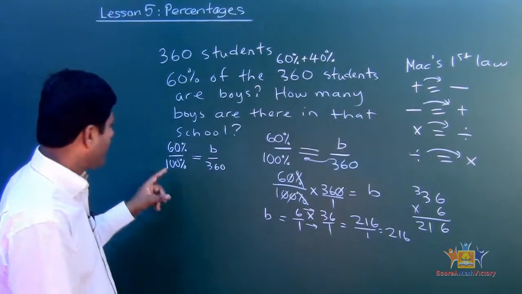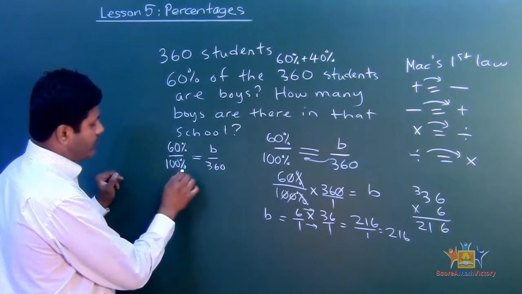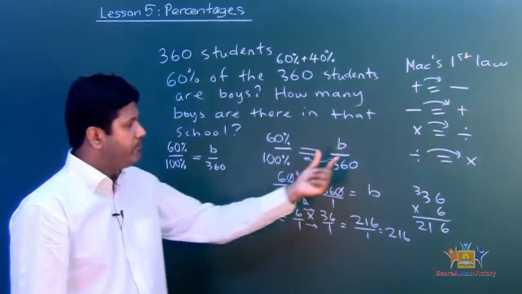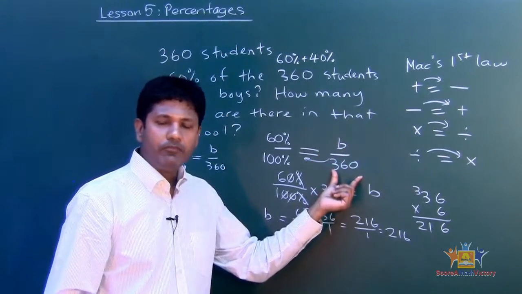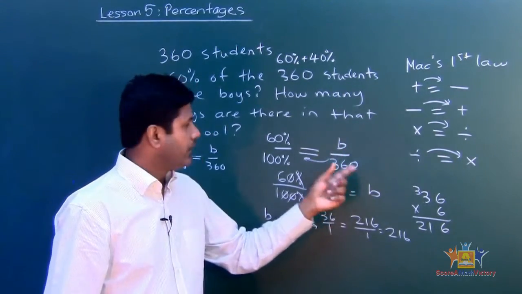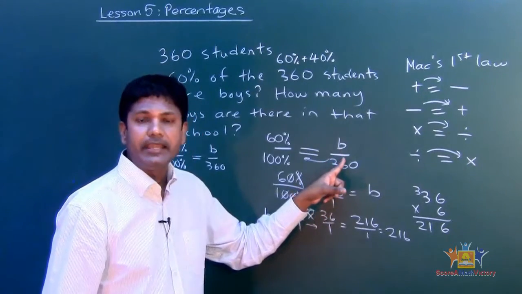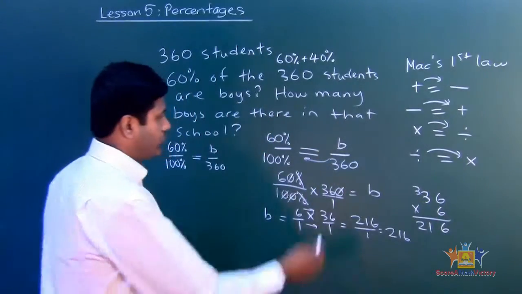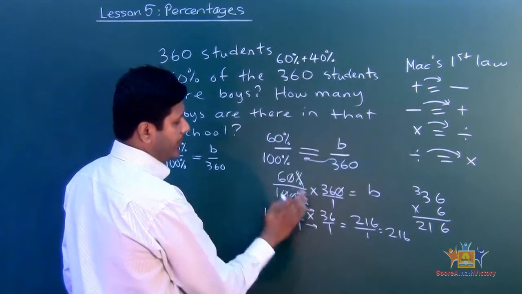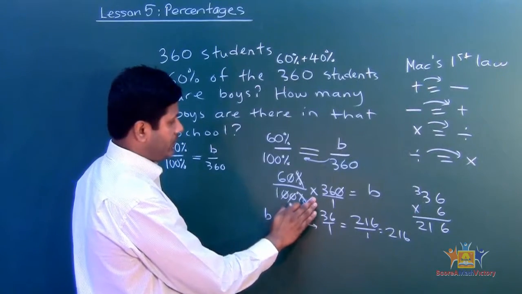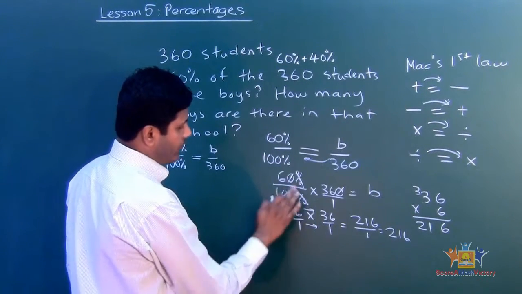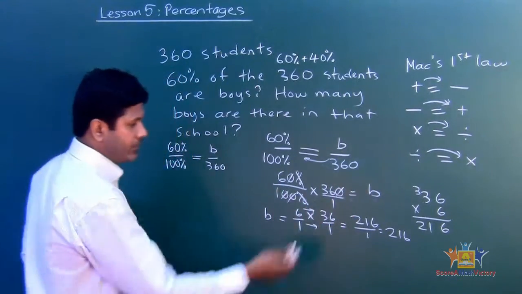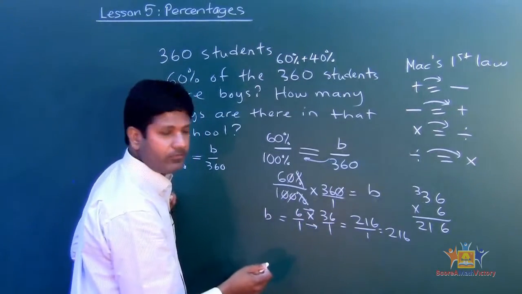Okay, so 60% over 100% equals B over 360. That's what we got right there. And I'm looking for B, and that means I have to remove 360. 360 has got to go. And what is 360 doing towards B? It's dividing. From Max's first law, division across the bridge becomes multiplication. So it's going to cross the bridge and become multiplication. So I rewrote 60% over 100% times 360 equals B. The moment 360 is gone, the only thing left is B. So now I just solve this, and that will tell me what B is.